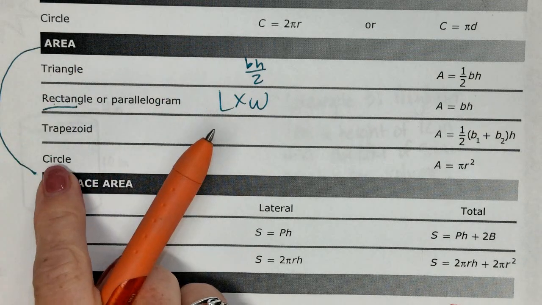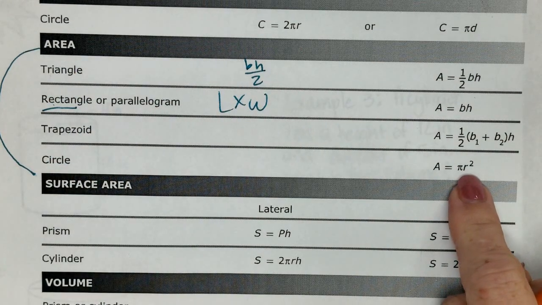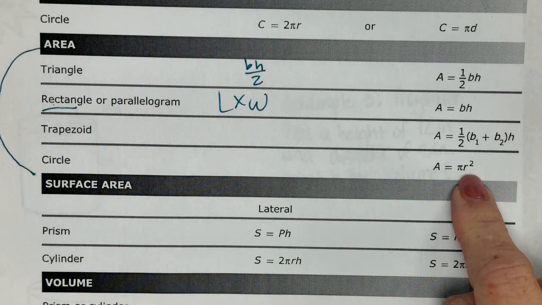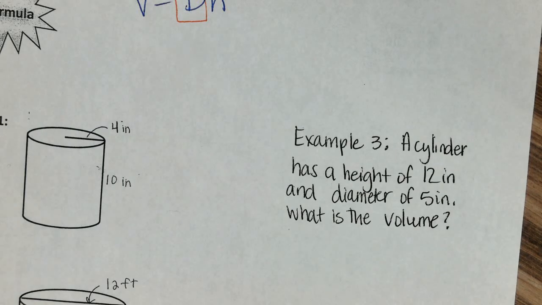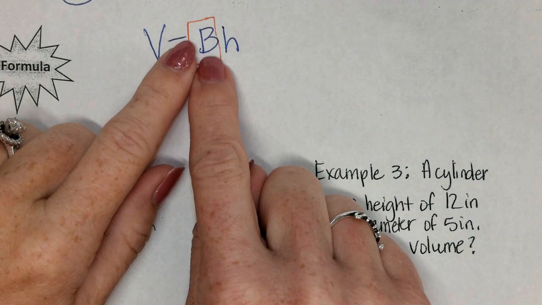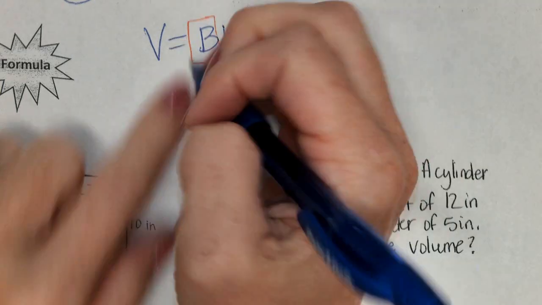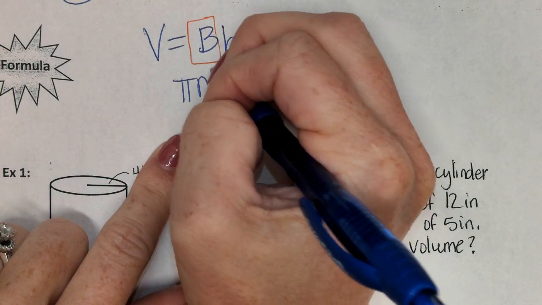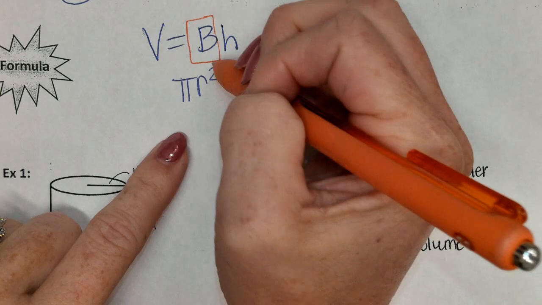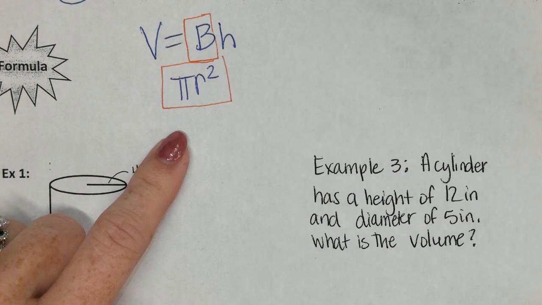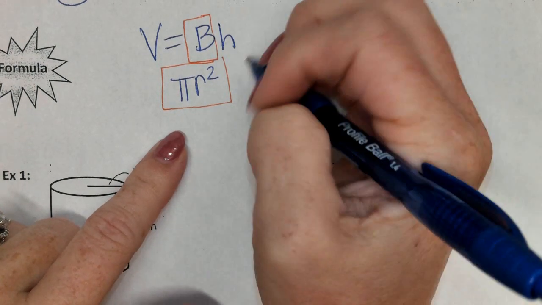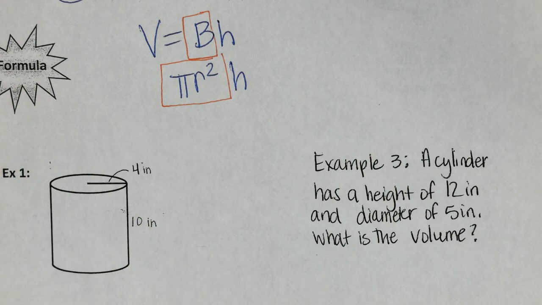So I want you to go to your star chart to area of a circle. What is the formula for area of a circle? Pi r squared. You pronounce that squared. So we are basically going to take this big B and replace it with pi r squared. Put a box around that. Now, we're still going to keep the h. So your formula is actually pi r squared h.